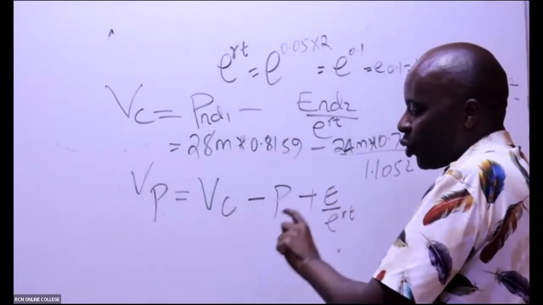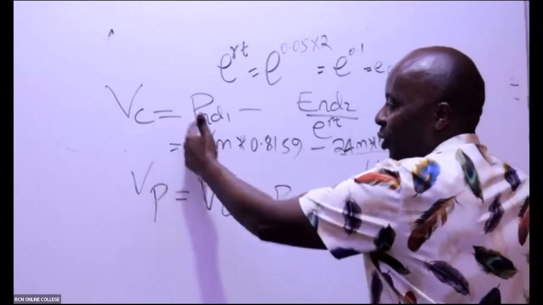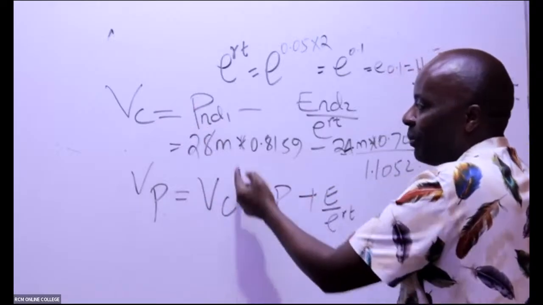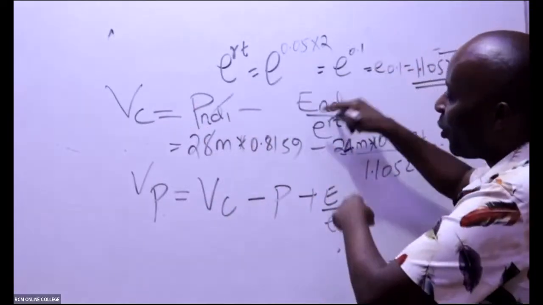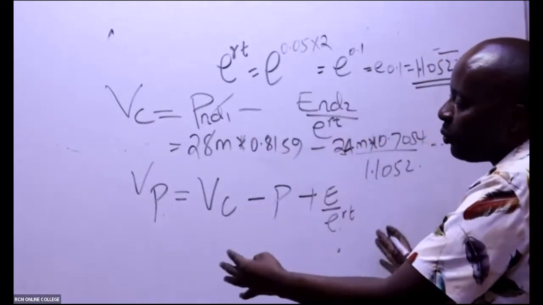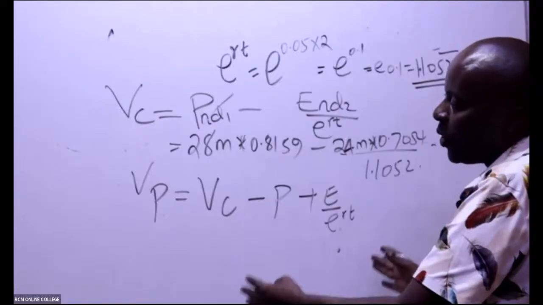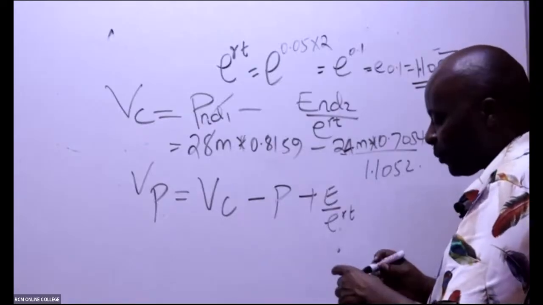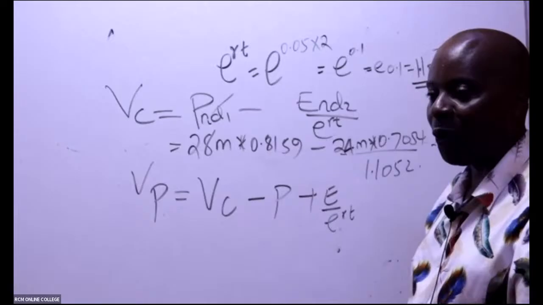So if it's a put option, we normally take this VC, you take the other side, it becomes a minus, but now without Nd1. This one on the other side becomes a plus without Nd2. And then you'll be able to get the value of a put option. Once you get this value, you add it to the NPV to get the value of the project with an option.